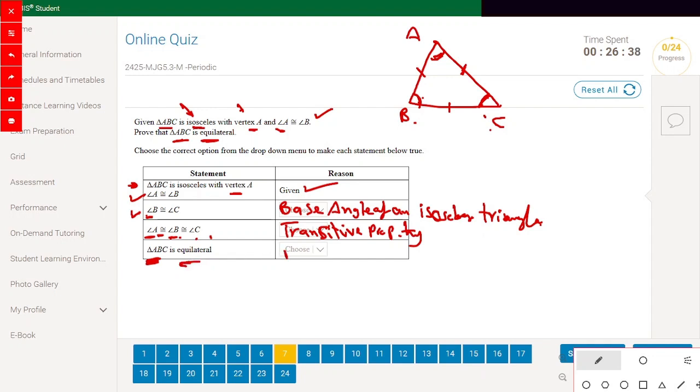This is the definition of an equilateral triangle. Okay.